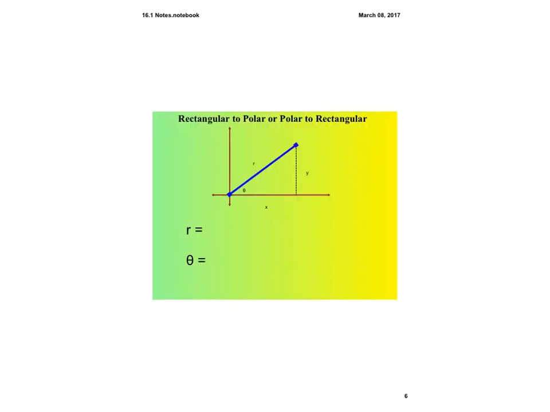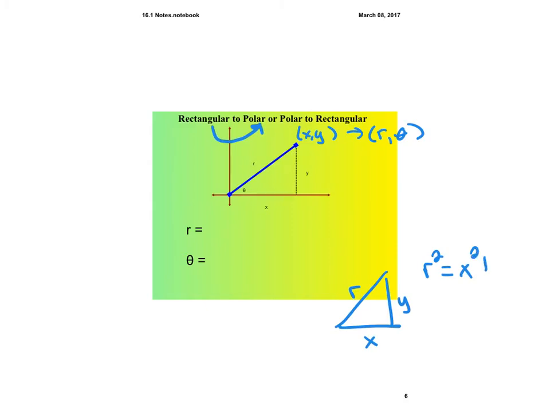To go from rectangular to polar, that's what I'm going to focus on this slide. So we have a rectangular point, x, y, and we're going to switch it to radius, theta. I have a triangle, x, y, and r. So r squared is equal to x squared plus y squared. To find r, we're going to use the Pythagorean theorem.